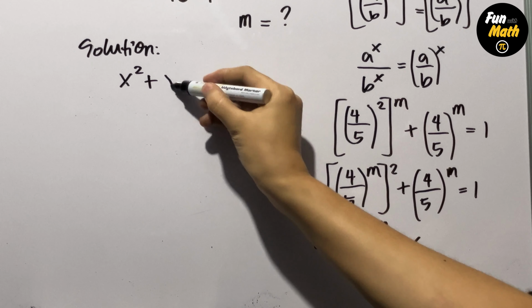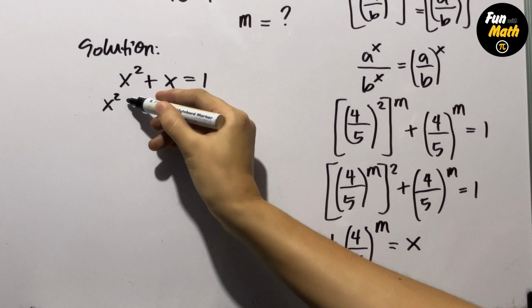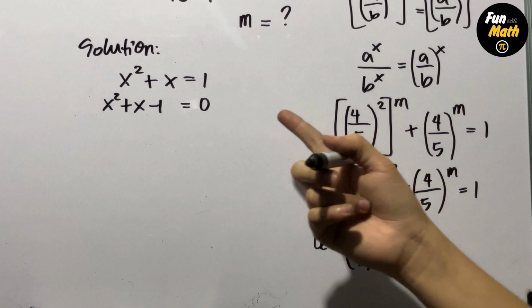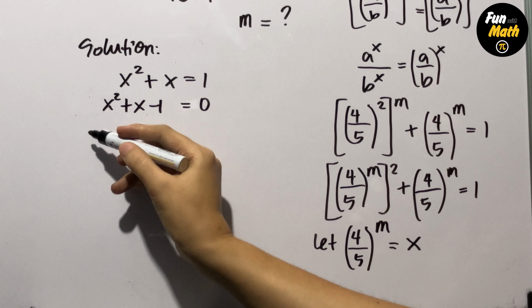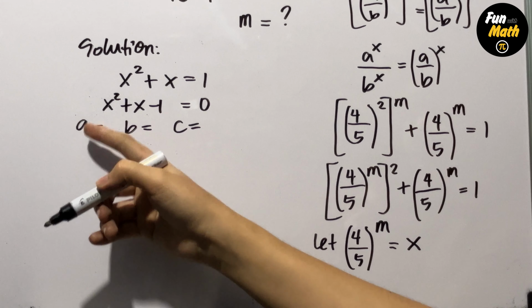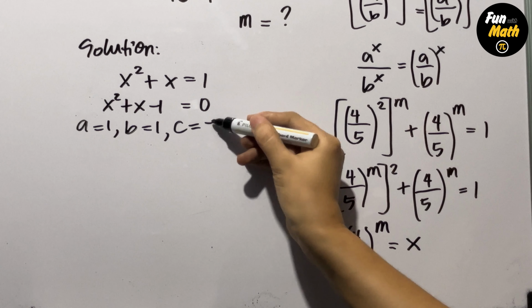plus x equals 1. Then next, we can take 1 to the other side, so the right side will be equal to 0. So this is now x squared plus x minus 1 equals 0. Now this is a quadratic equation. We can use the quadratic formula in getting the values of x. But before that, let's identify the values of a, b, and c. For a, that is 1. For b, that is 1 also. For c, that is -1.